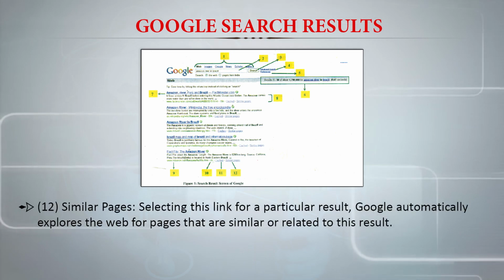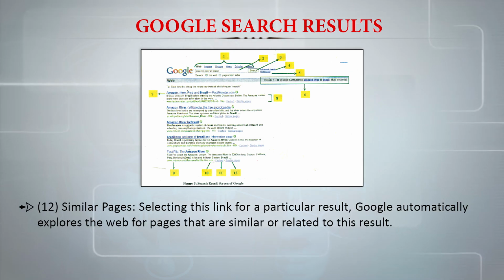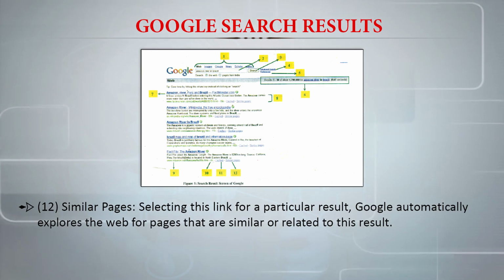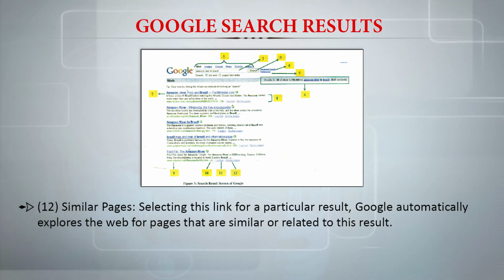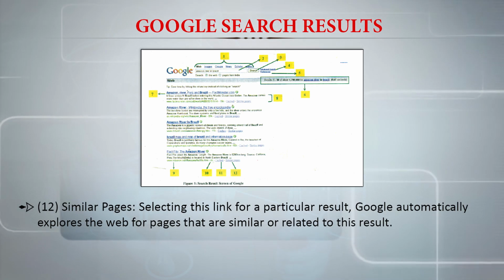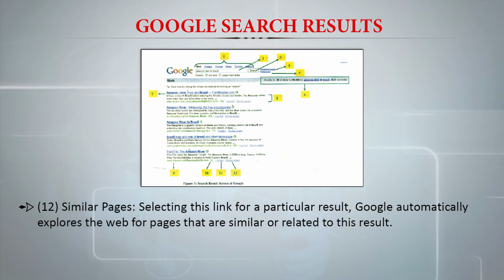Then there is something called similar pages. Selecting this link for a particular result, Google automatically explores the web for pages that are similar or related to this result. Now, let us see how we can narrow down our search results.